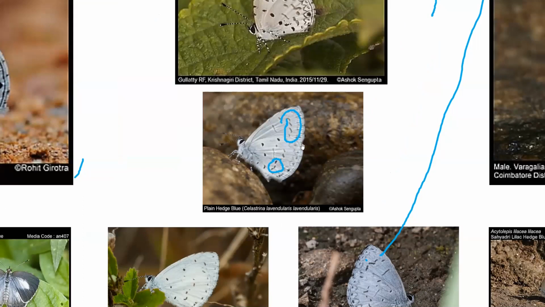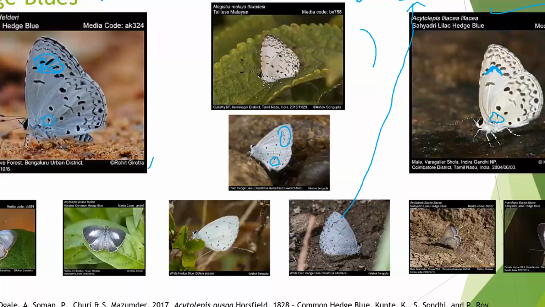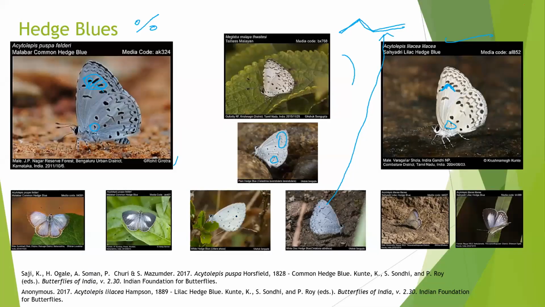In higher altitude, you'll find only these two hedge blues. One is the white hedge blue and one is the white disc hedge blue. The white hedge blue is quite white. Unlike the white disc hedge blue, you can see the base color is also a different kind of white, which is a brighter white in the case of the white hedge blue, and in the case of the white disc hedge blue, it is a bit duller white, dull white. And this white disc hedge blue is a bigger insect than the white hedge blue.